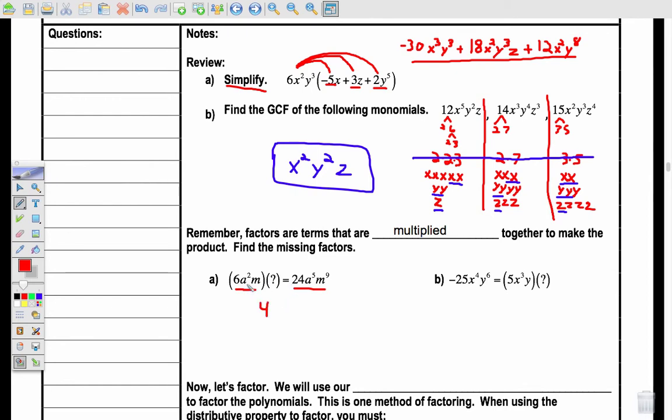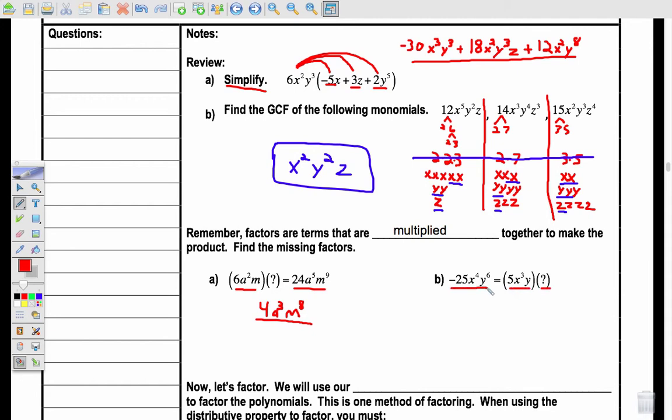Well, 6 times 4. Okay, a squared times what is a to the 5th? Well, a squared times a to the 3rd, because 2 plus 3 would be 5, which would give me a to the 5th. M times what gives me m to the 9th? Well, m times m to the 8th would give me m to the 9th. There's the missing factor.